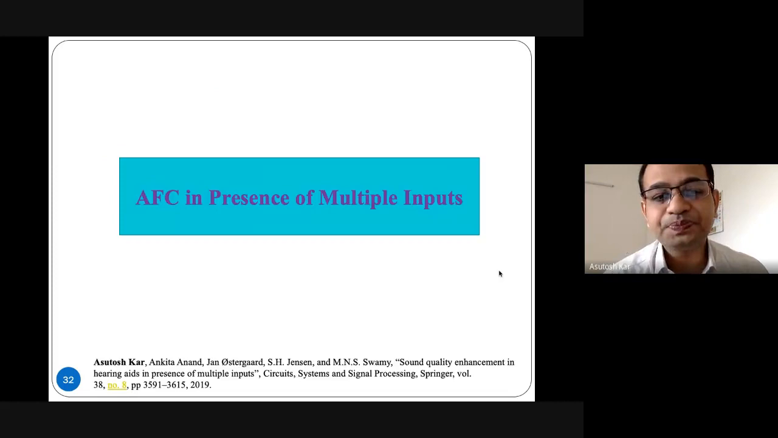AFC in presence of multiple input. This is something which has never been done before. This is something which we did for the very first time. You can say it is quite novel and interesting work. So this is the third or fourth work which we published or which we presented to the scientific society. Let me come to it.